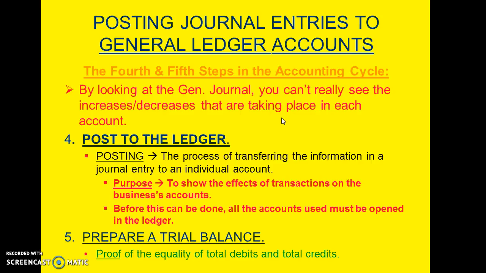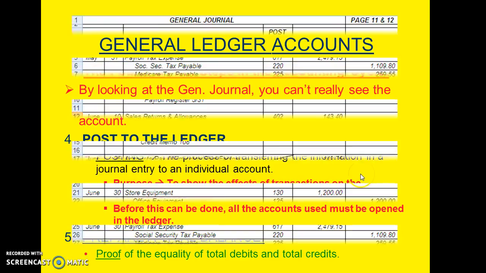if you look just at the general ledger by itself, you can't really tell me how an account has increased or how an account has decreased. And posting is just transferring the information from the entry you made in the general journal into the ledger, which will show each individual account. So by doing this, we can see exactly how each transaction has affected each account in the ledger. And then when we do the trial balance, all that will do is make sure our debits and credits are equal, so we can go on to the sixth step in the accounting cycle.